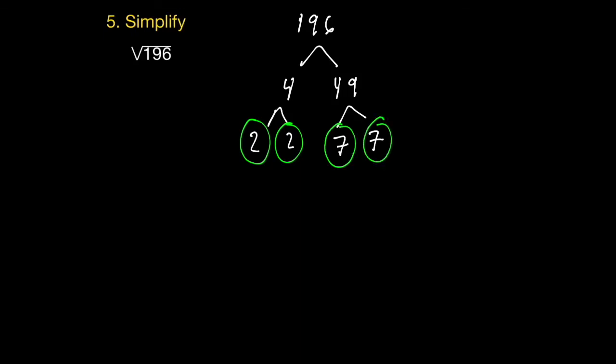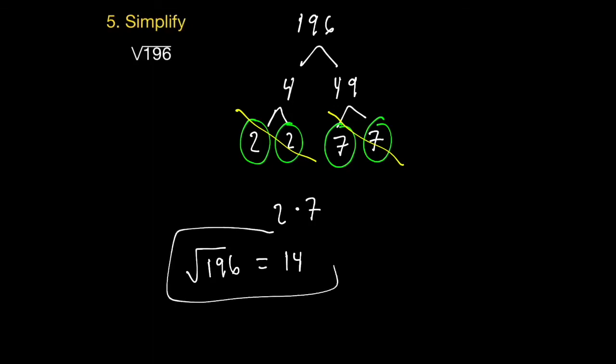Now here notice that I have a pair of 7's and I have a pair of 2's. So this is going to simplify to 2 times 7, which is going to give me 14. So that would be the square root of 196. In this example, it turned out that 196 was a perfect square.